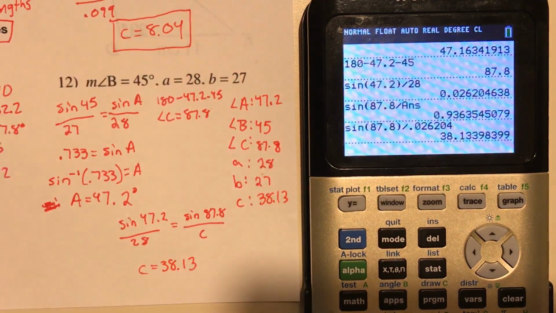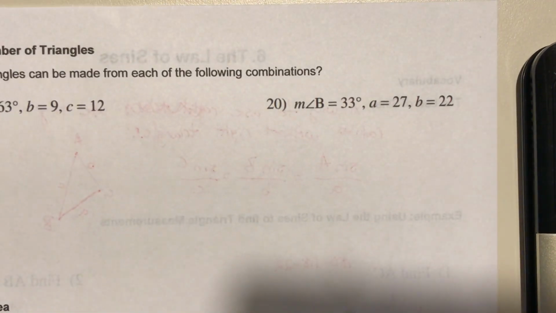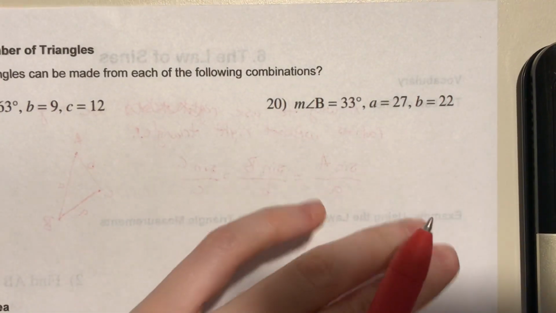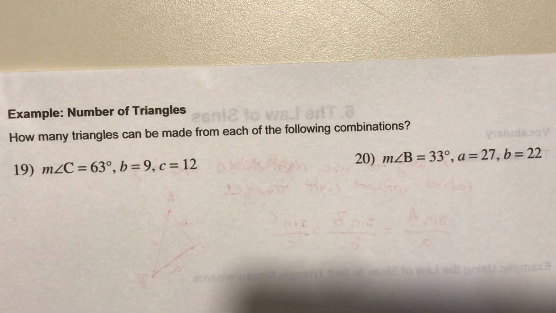38.13. And our triangle is solved. We know all the angles and we know all of the side lengths. On the back, we're going to do two other things. This first one is kind of interesting. We've never thought about this before. How many triangles can be made from each of the following combinations?